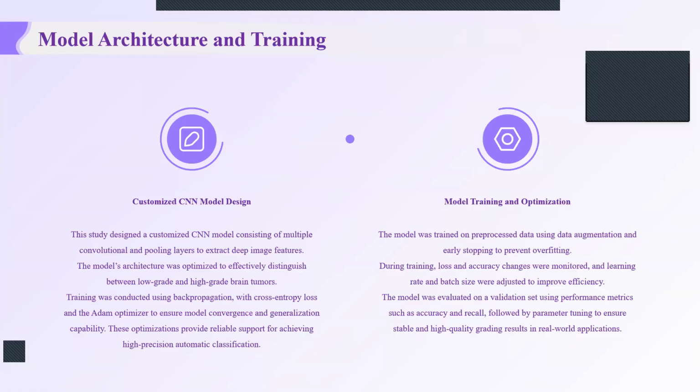For the optimization, the paper monitors loss and accuracy during training and adjusts learning rate and batch size. But it doesn't explain how hyperparameters were chosen or whether they used any validation codes for tuning.